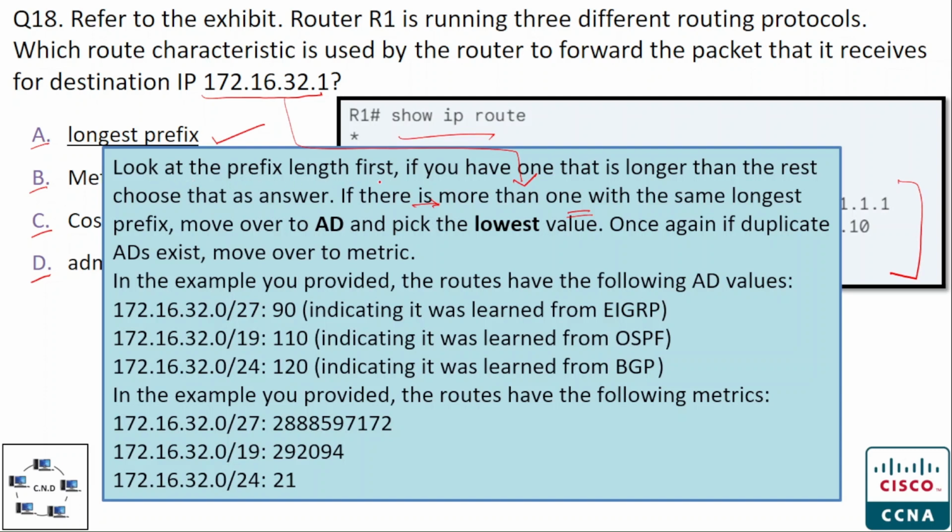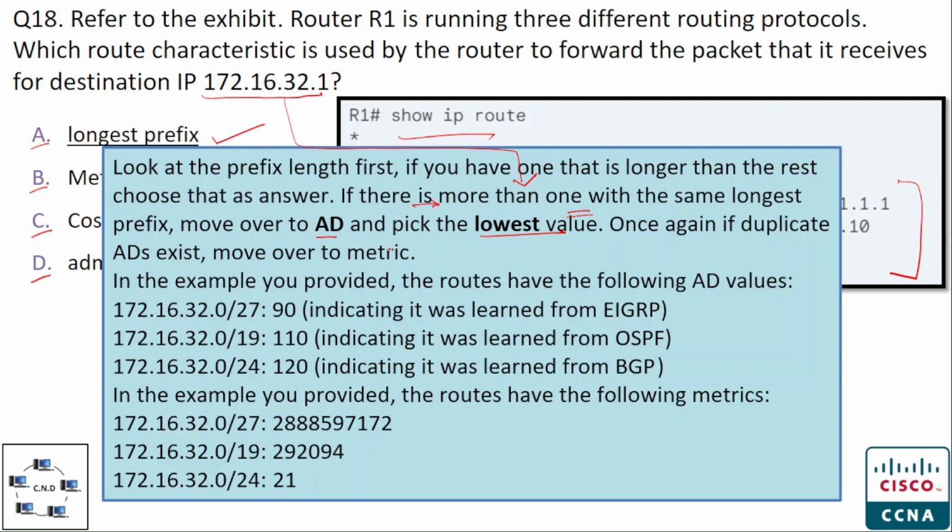Look at the prefix length first. When selecting a route, first of all, look at the prefix length. If you have one that is longer than the rest, choose that as the answer, such as in this case. If you have two routes with the same longest prefix length, then go to the next criterion, the AD, that is administrative distance, and pick the route with the lowest administrative distance.